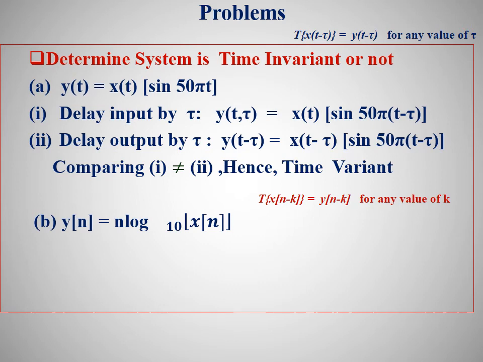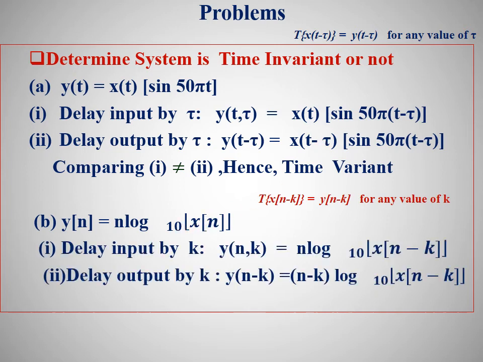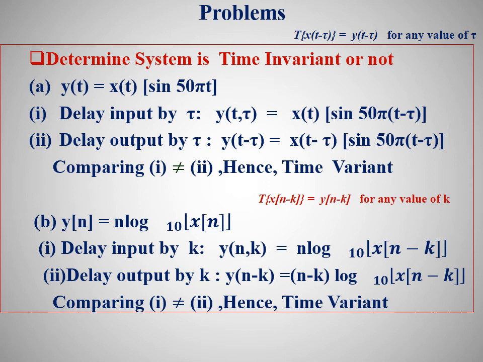Next, let us consider another example where y of n is equal to n into log of x of n to the base 10. Going by a similar method, delay the input by k. The representation is y of n comma k equal to n into log to the base 10 of x of n minus k, and when we delay the output by k, we get n minus k into log of x of n minus k to the base 10. From the expressions, it is clear that these two are not the same, hence the system is time variant.